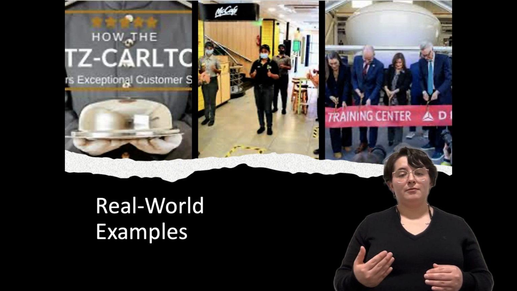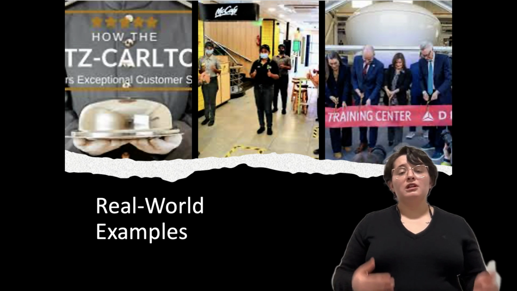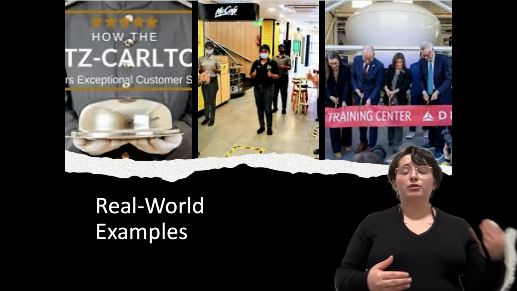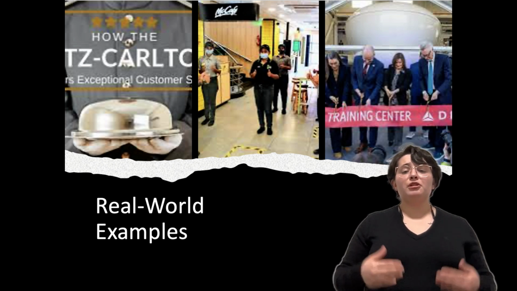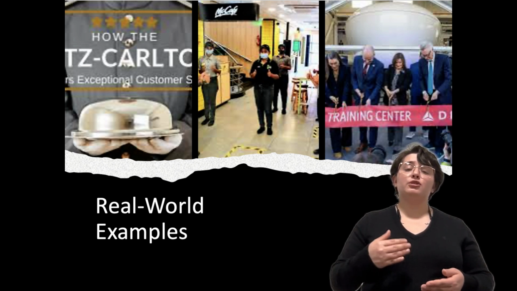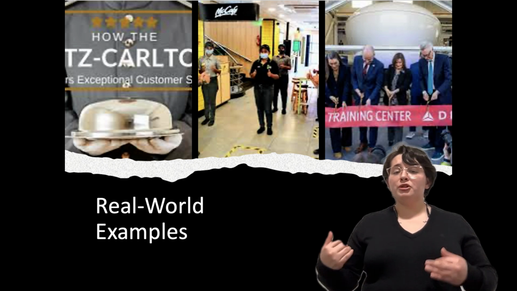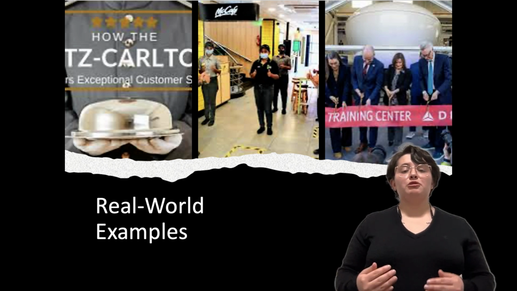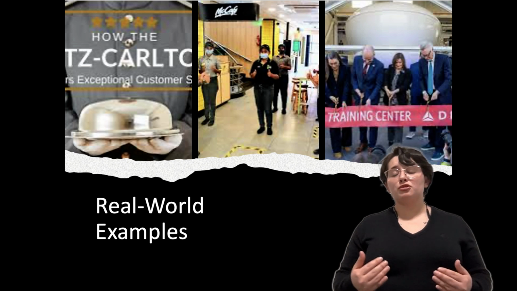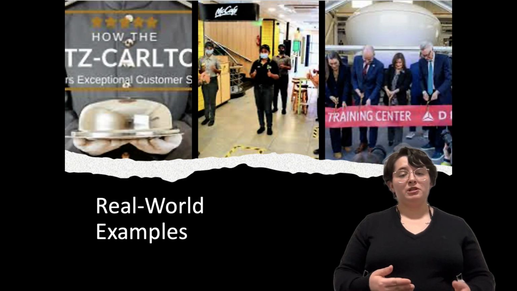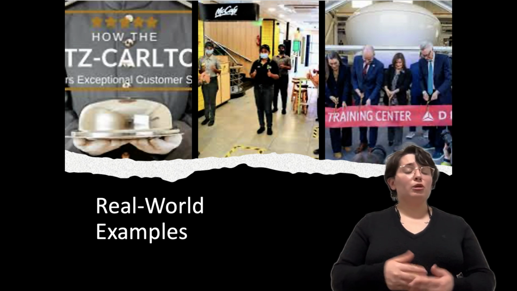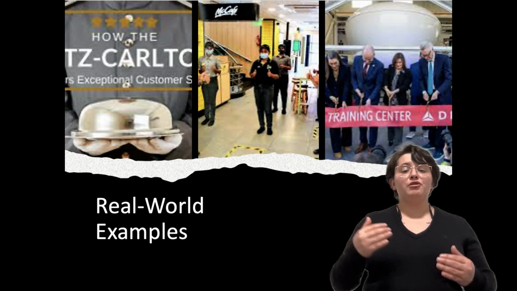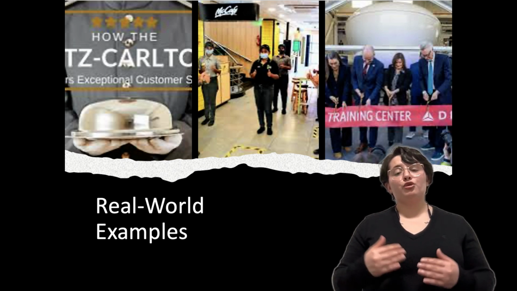Another example is Ritz-Carlton Gold Standards. Ritz-Carlton, a luxury hotel brand, trains its employees to provide high-quality customer service. New employees undergo intensive training, where they observe senior staff members to learn the company's famous gold standards of service. This ensures that all employees maintain the same level of excellence, reinforcing a culture of learning through observation.